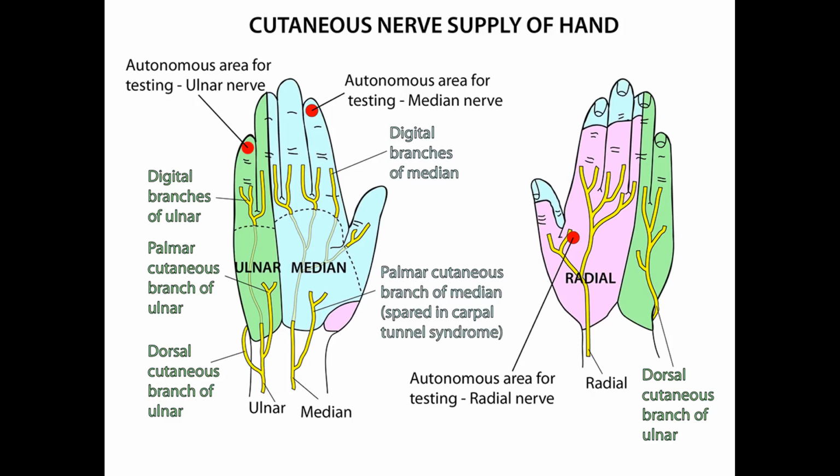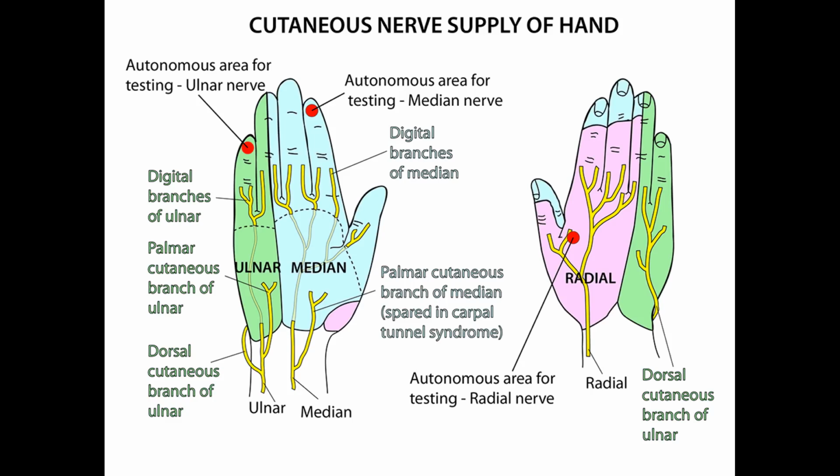The superficial branch of the ulnar nerve appears in the region of the metacarpal heads on the palmar side, and then supplies the skin on the palmar side of the 1.5 fingers on the medial side.